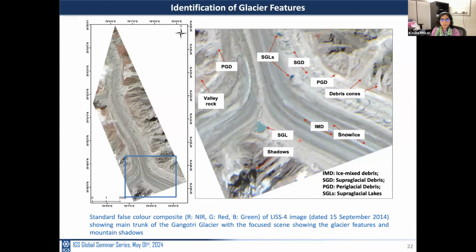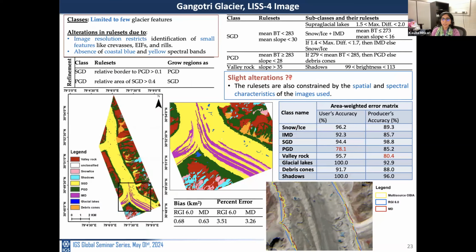And therefore some of the rule sets that have been defined in experiment 1 needed to be modified. Also, LISS-4 does not have the same number of spectral bands as the WorldView-2 image. So because of the absence of coastal blue and the yellow spectral bands, I had to modify some of the rule sets. So here are the modified rule sets that I have adopted for classifying the LISS-4 imagery of Gangotri Glacier.